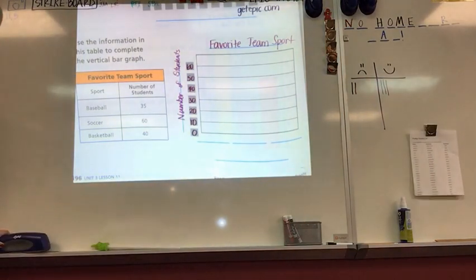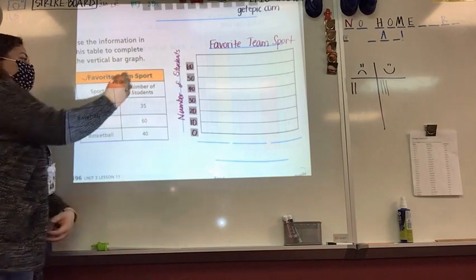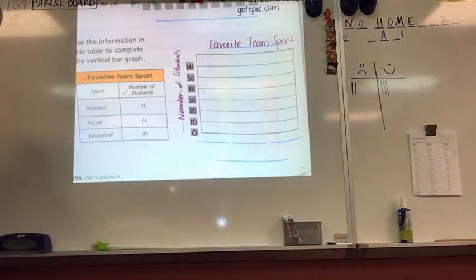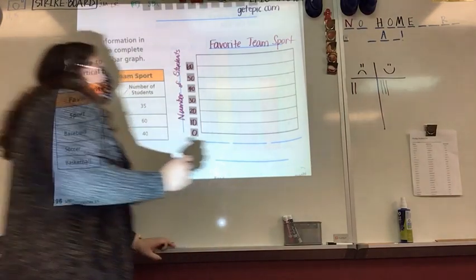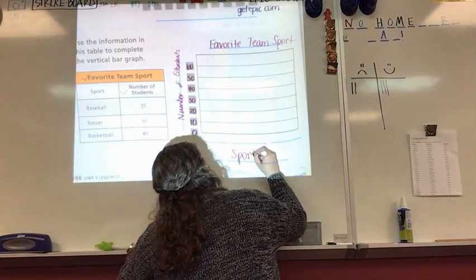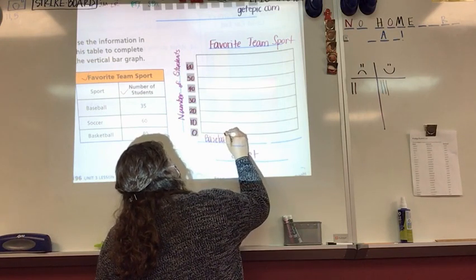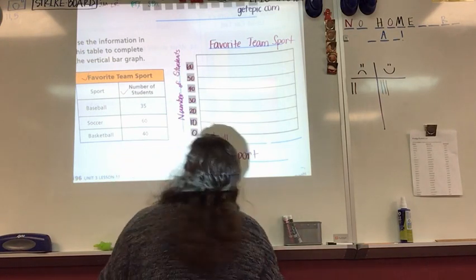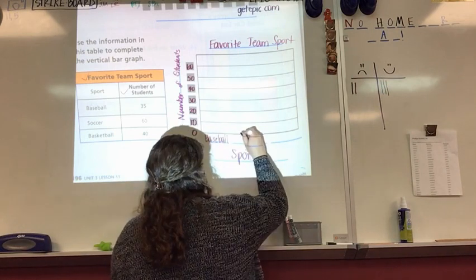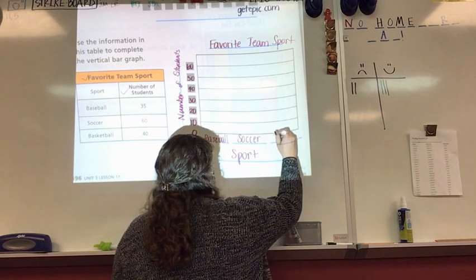Okay, so what would be my label for down below, friends? If we already did our title, we did number of students. What's gonna go on the bottom, everyone? Sport. And I had 3 sports. Tell me my first one. Baseball. Baseball, soccer, basketball. My first one was baseball. What is my second sport? Soccer. What is my third sport? Basketball.